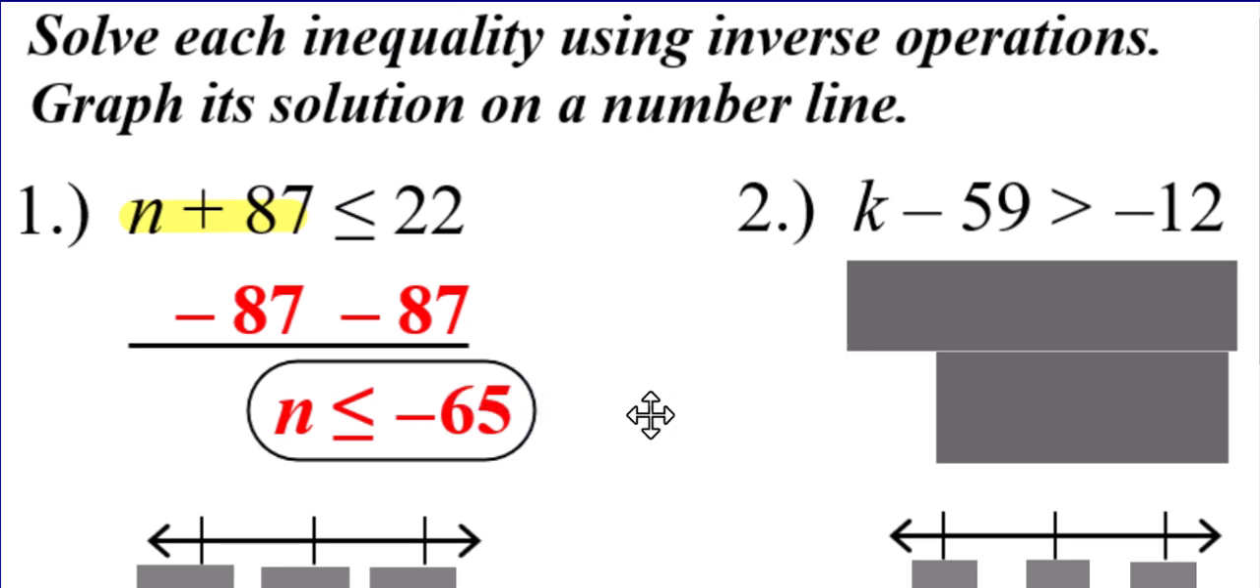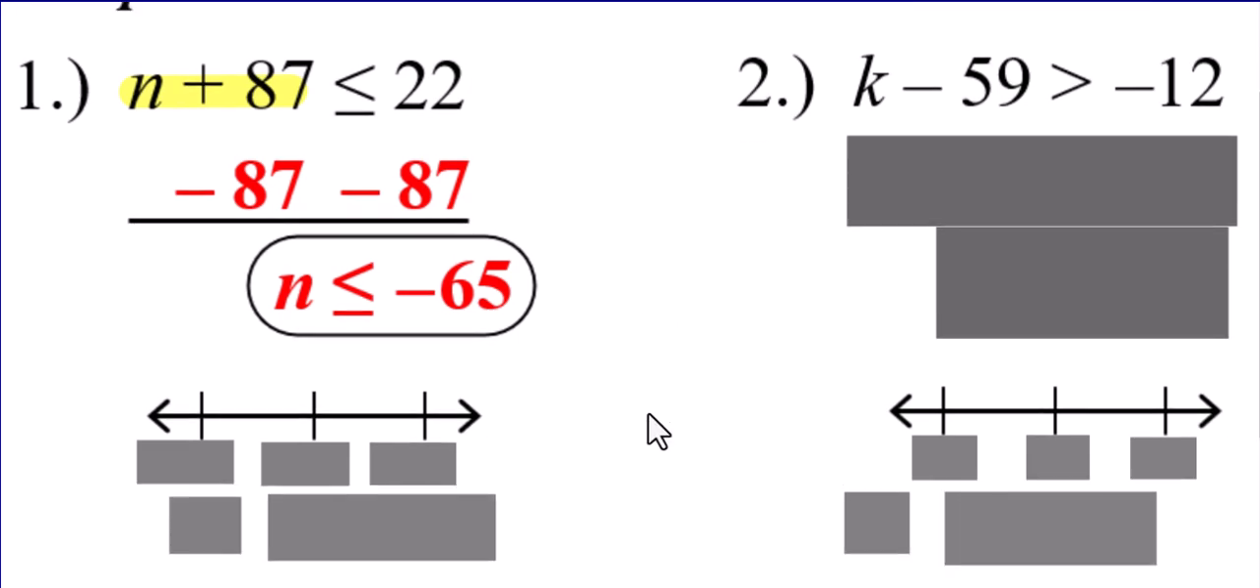And now it's time for us to graph. First things first. Does our inequality symbol have an equal to bar? Yes, it does. So, you know what? That's actually not the first thing. The first thing is to put the negative 65 on the middle hash mark.